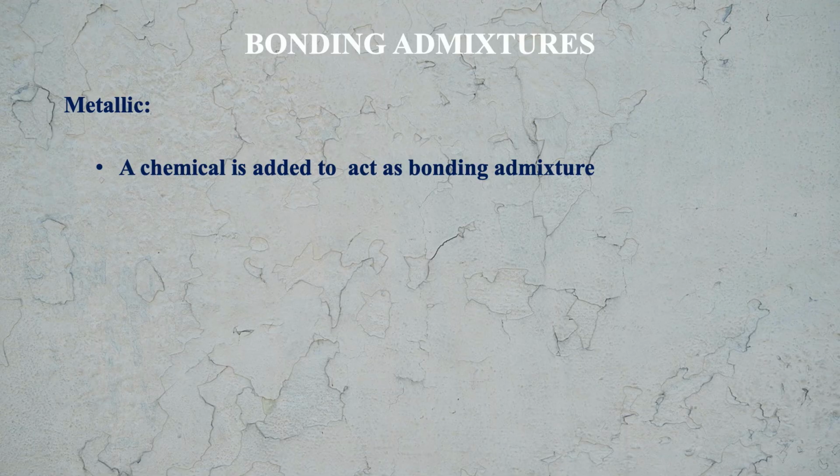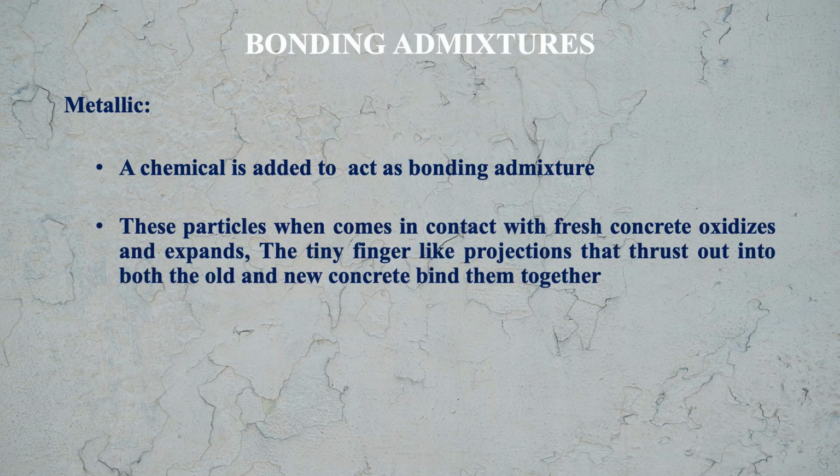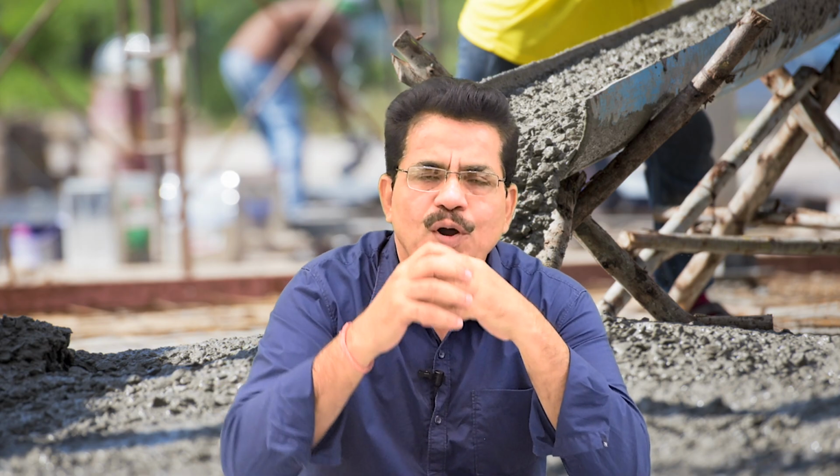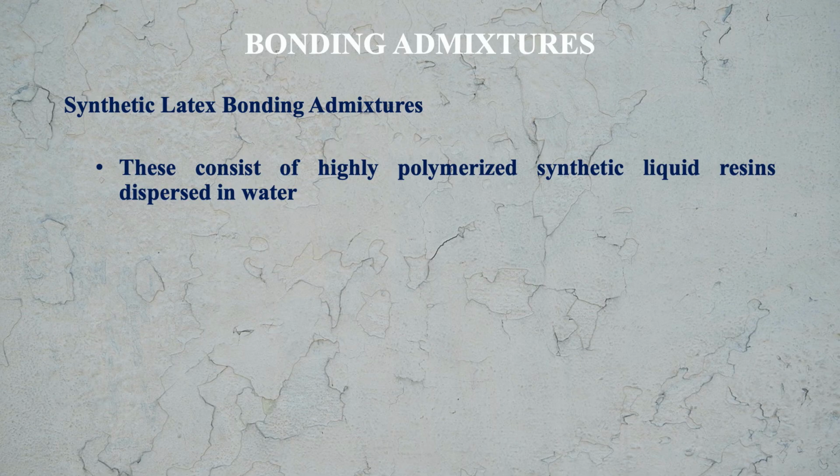Let us see the first one, metallic. A chemical is added to act as bonding admixture. The particles, when they come in contact with fresh concrete, oxidize and expand. The tiny finger-like projections that thrust out into both old and new concrete bind them together. So that way the proper bond is ensured.